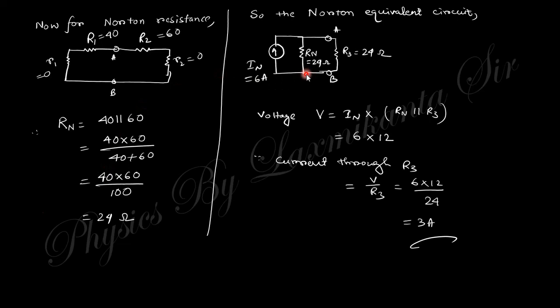So the Norton equivalent circuit is this Norton current and this parallel resistance, the Norton resistance. So you need to find the current across this. The voltage across that is nothing but the Norton current into the effective resistance, that is these two in parallel combination, 24 parallel 24 is 12. So this is the voltage. So the current through this R3 is nothing but voltage by resistance, so 3 ampere. So I think it is clear about the solution of this question.